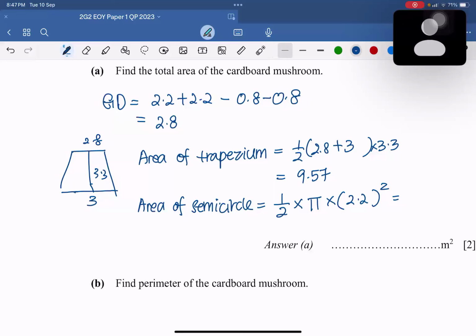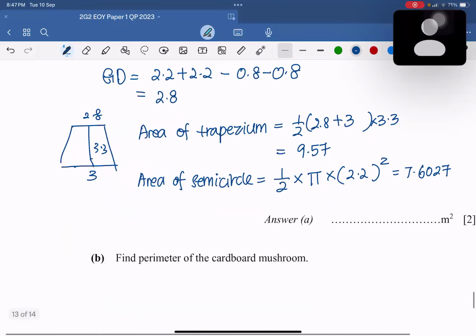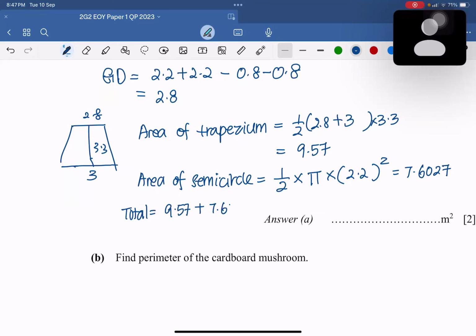I got the number 7.6021234, rounded to 5 decimal places. Then what do I do? I add up the two of them, right? So I take total area equals 9.57 plus 7.6027. Add up the two numbers together.